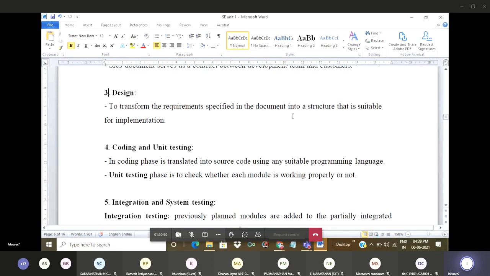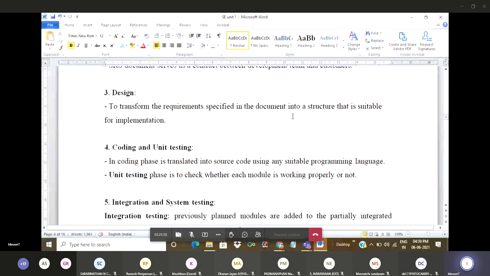Fourth is code and unit testing. After doing all the necessary things, we have to implement. So how do we implement? Using a particular programming language, we can do a project. So in coding, what we do is translate the structure into source code, using any suitable programming language. So we can implement in any one of the programming languages.